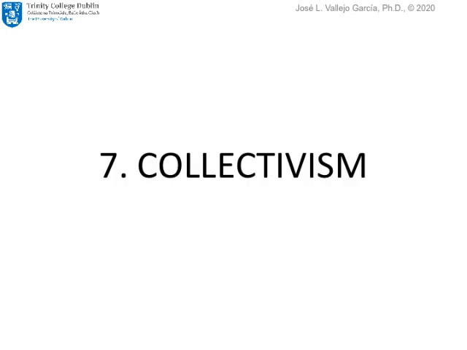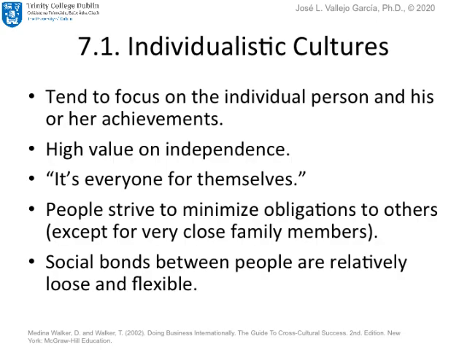Then we have collectivism. In collectivism we have different types. Individualistic cultures tend to focus on the individual person and his or her achievements. High value on independence. It's everyone for themselves. People strive to minimize obligations to others, except for the very close family members. Social bonds between people are relatively loose and flexible.